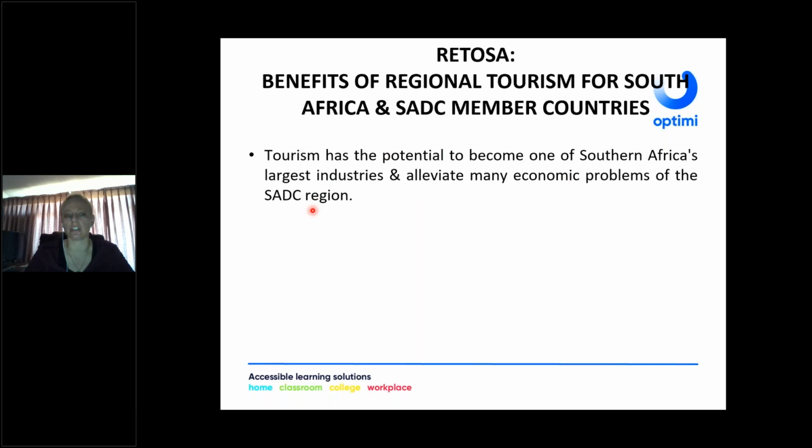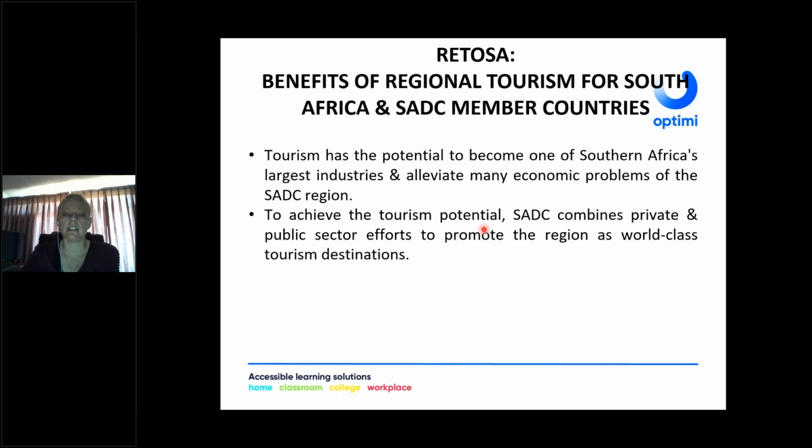So as you know, the southern part of Africa is not very economically in front or economic leaders. So this body really wants to make sure that there is economic development, and it's also to achieve the tourism potential. The SADC combines the private and the public sectors in efforts to promote the region as a world-class tourism destination. So that is absolutely what they are working towards, to become world-class tourism destinations.